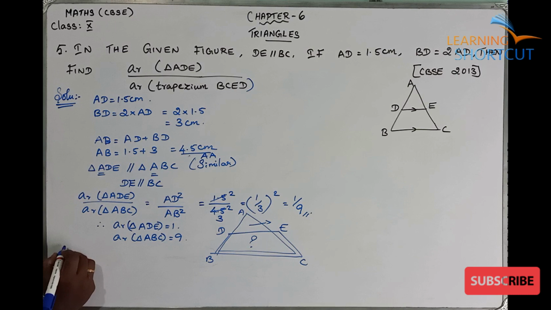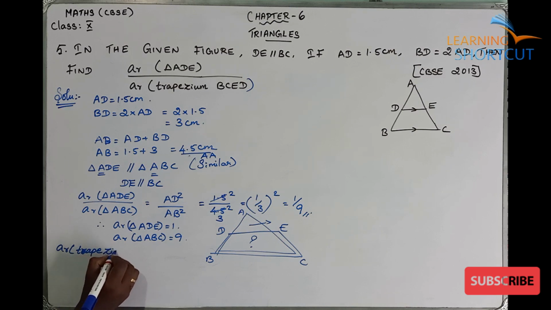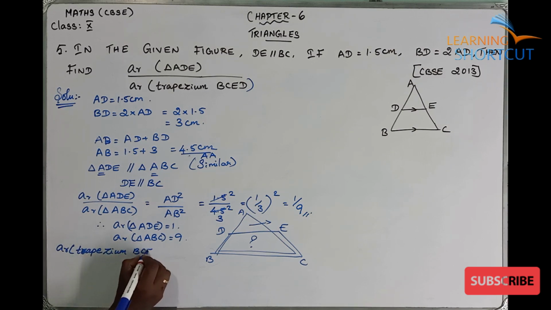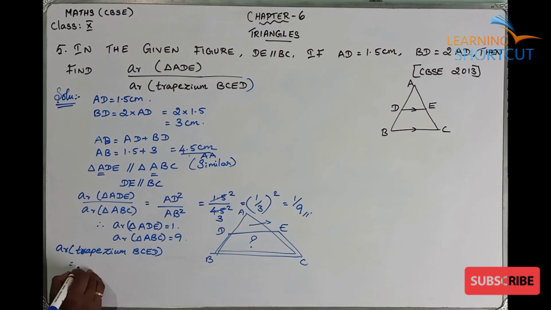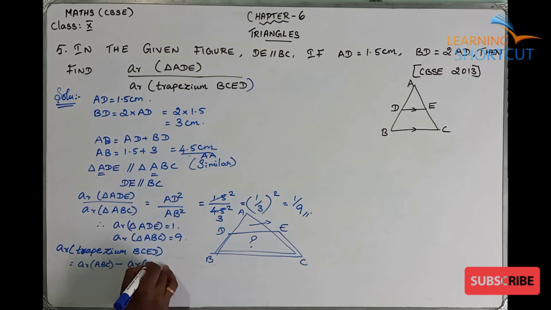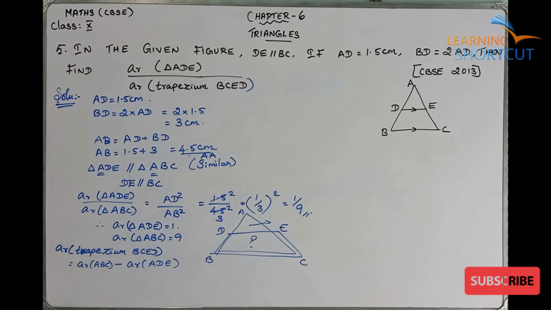Okay. So, in order to get area of trapezium BCDE, we have to do area of ABC minus area of ADE. Then only we will get the value of area of trapezium BCDE. Okay. So we have already found out the value of area of ABC and area of ADE. So 9 minus 1 will be equal to 8.